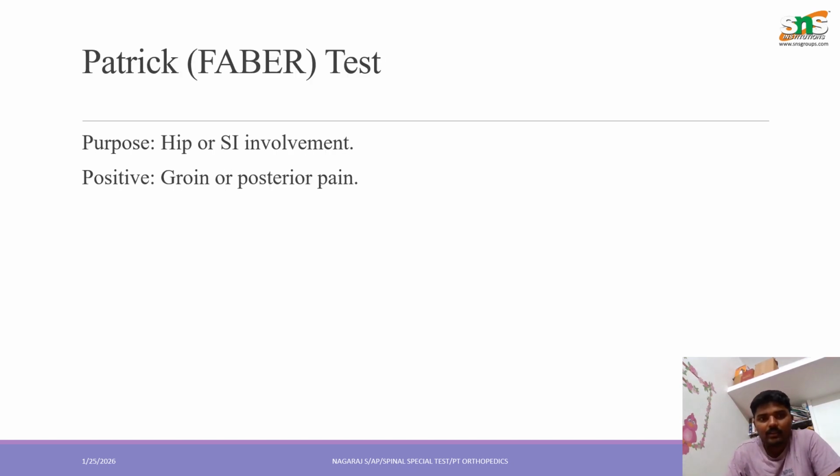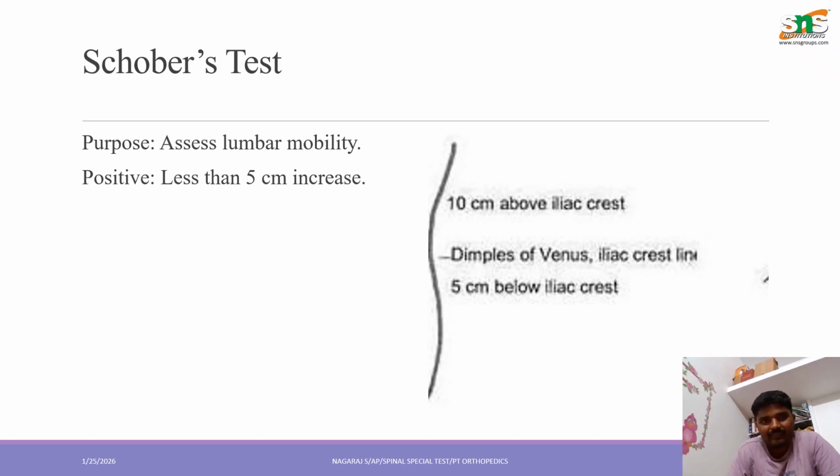Then the Patrick test, also called the FABER test, is for hip or SI joint involvement, positive with groin or SI pain. Then the Schober test is mainly to assess lumbar mobility, positive if the increase is less than 5 cm.